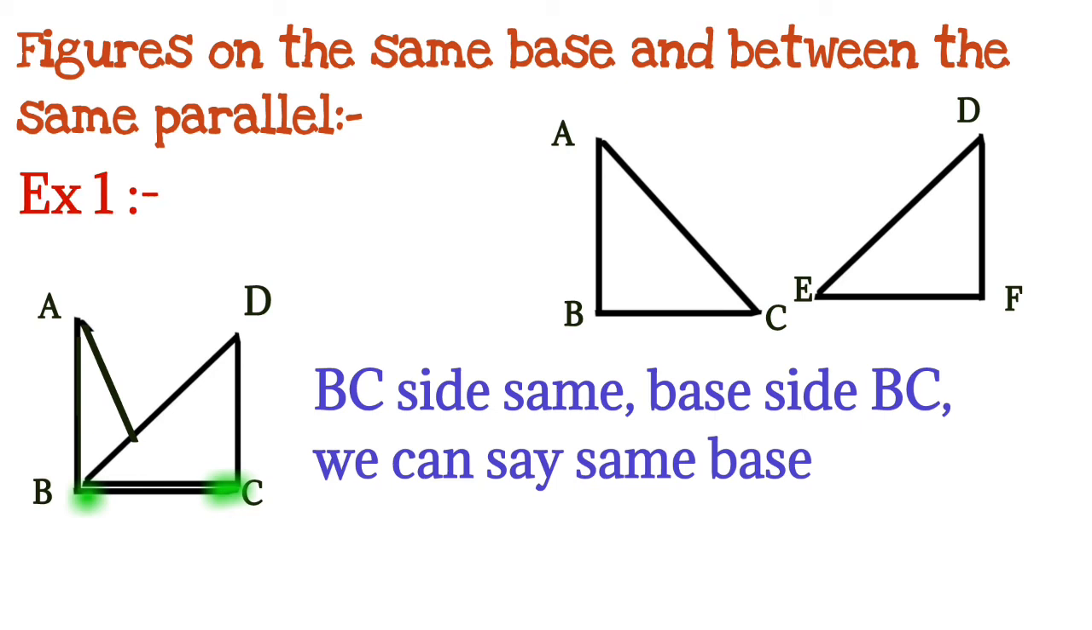We can say these two triangles have the same base and they lie on the same base. Instead of saying one side common, we can say base side common, or two figures are on the same base. Triangle ABC and triangle DBC lie on the same base.